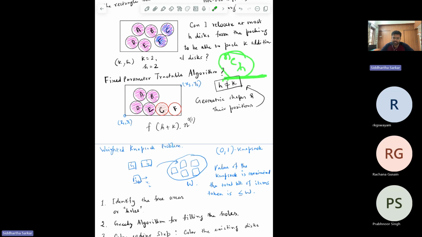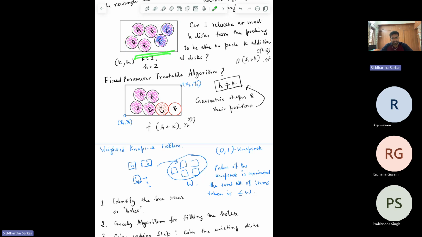Yes, so the dependence on n is a problem. You want to have a running time which is, for example, if you have n choose h, then your running time is n to the power h. That you don't want. You would prefer to have a running time which is order (h plus k) to the order (h plus k), times n to the power constant. So here they are doing some very clever things. They have a clever guessing strategy.